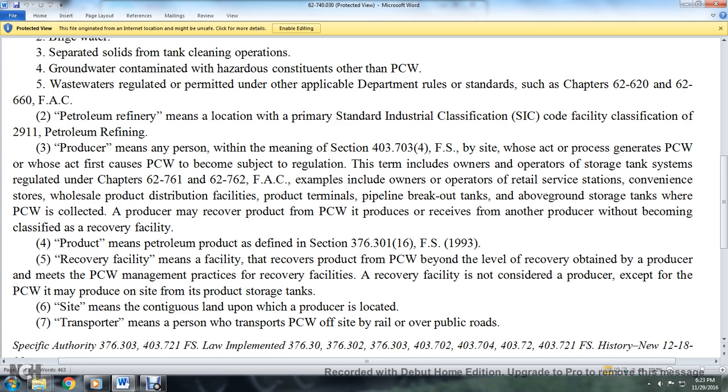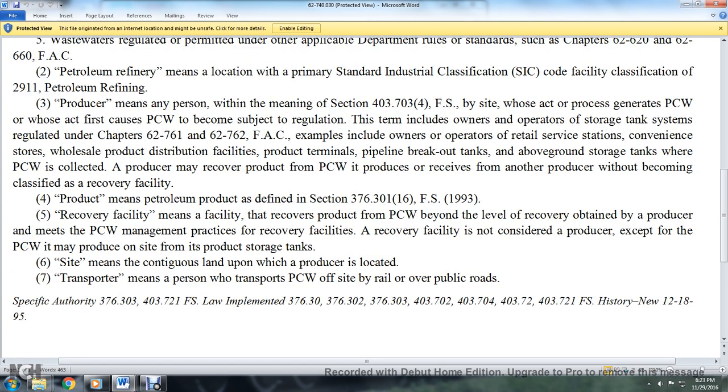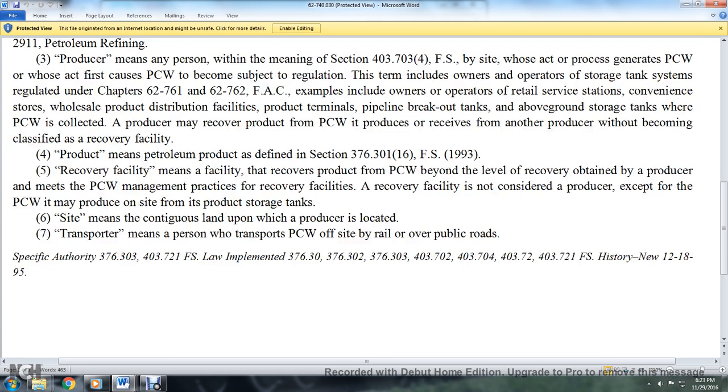Site means the contiguous land upon which the producer is located. Transporter means the person who transports petroleum contact water offsite by rail or over public roads. Specific Authority 376.303, 403.721. Law Implemented 376.30, 376.302, 376.303, 403.72, 403.721. History: New December 18th, 1995.